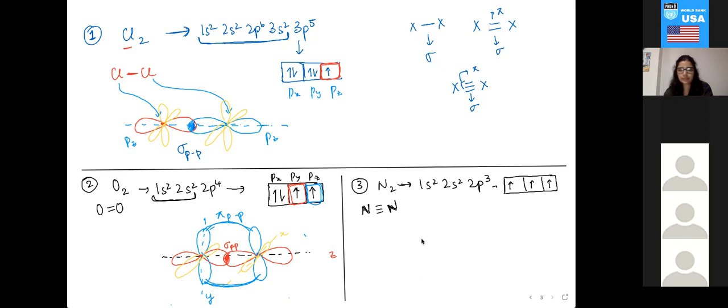Okay, let me draw the axis. So this is the axis. As usual, this will be the Z axis. Let's have PZ in red, PY in blue, and PX in green.